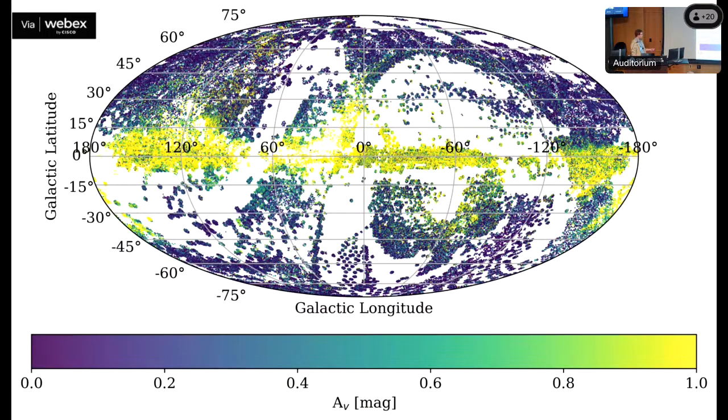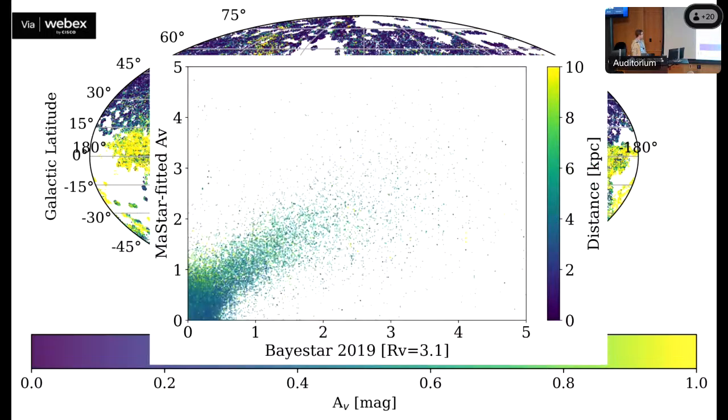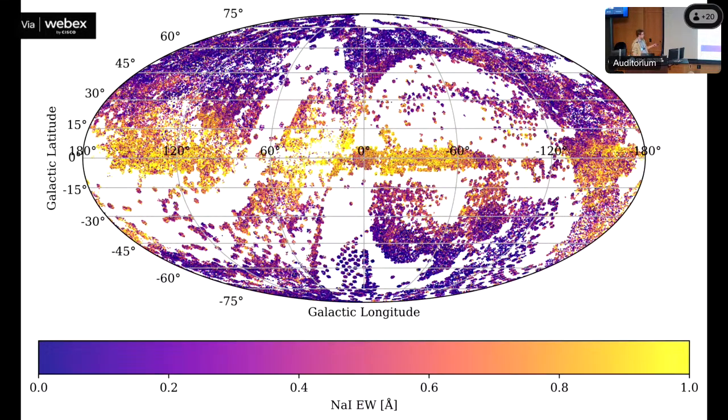This is our extinction map here. As we can see, I've recovered the increased extinction near the midplane as we'd expect. And just comparing these extinctions to the values given by plugging in those stars' distances and positions into one 3D dust map, in this case Bayestar 2019, we find a pretty good correlation between those fitted values and the 3D dust map. This is our sodium 1 map here, very similar looking to the extinction map with an excess of absorption near the midplane. But of course, these are just 2D projections when in reality they're 3D maps since we have distances to all these stars.